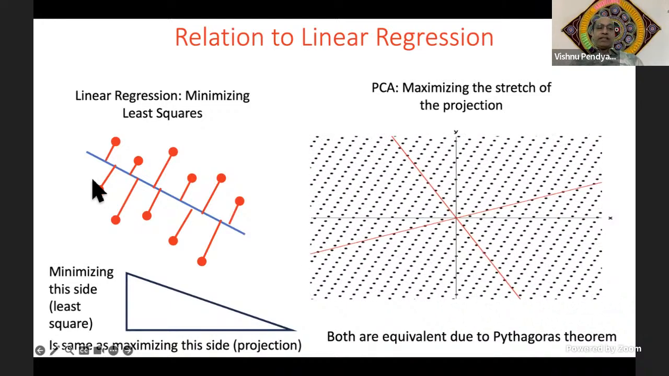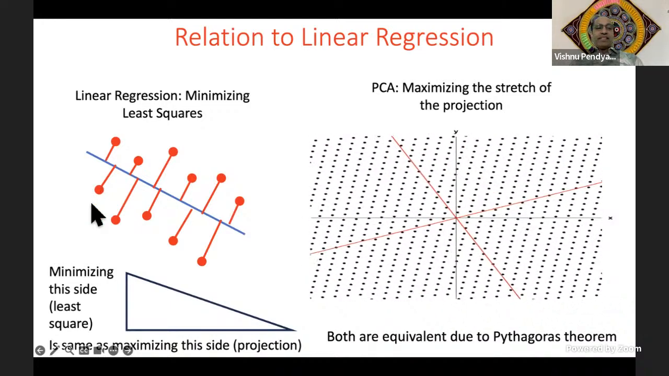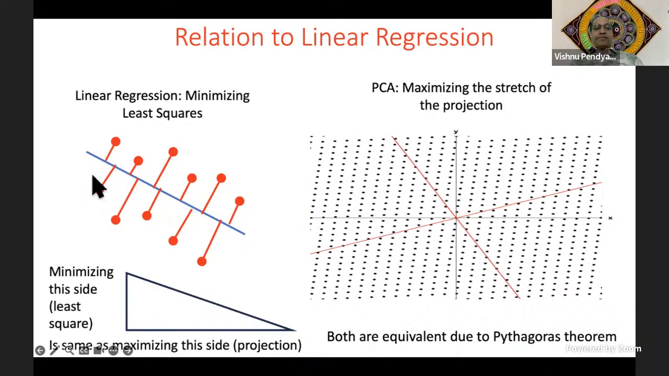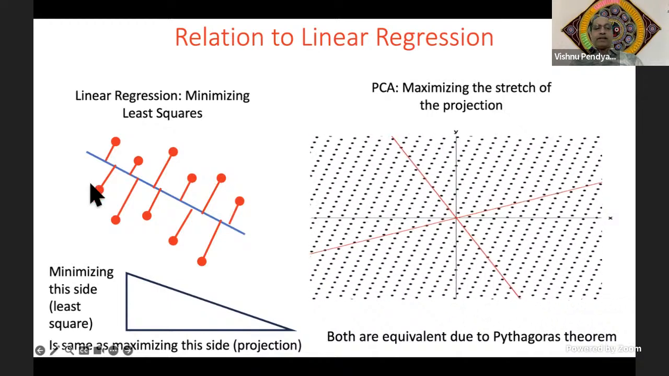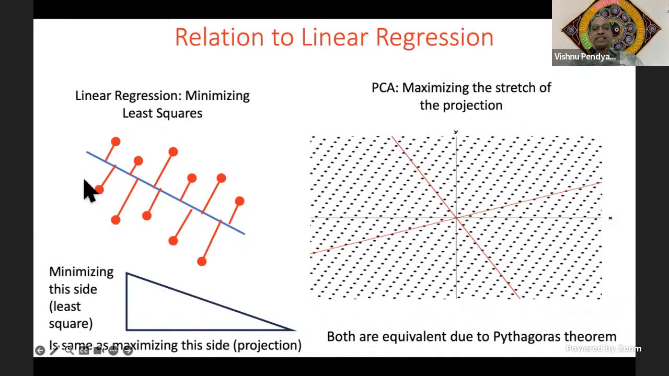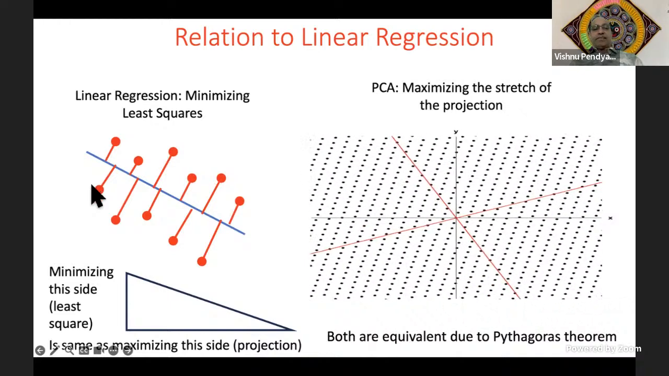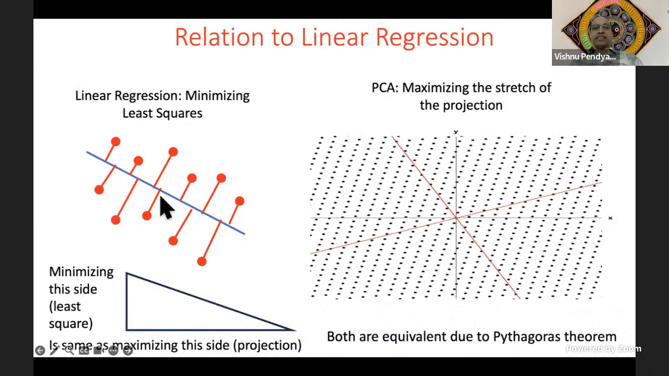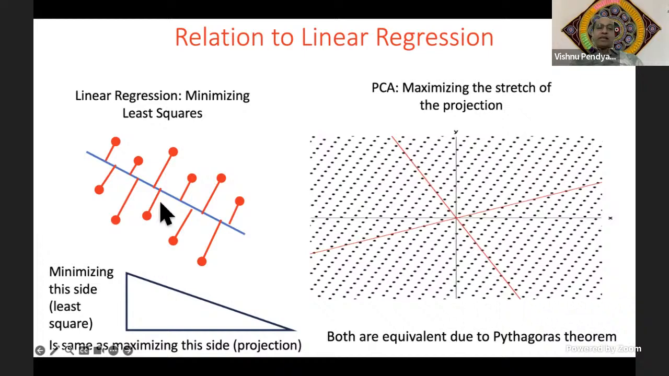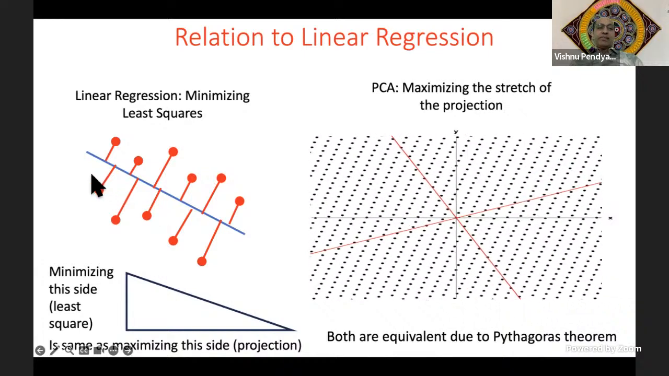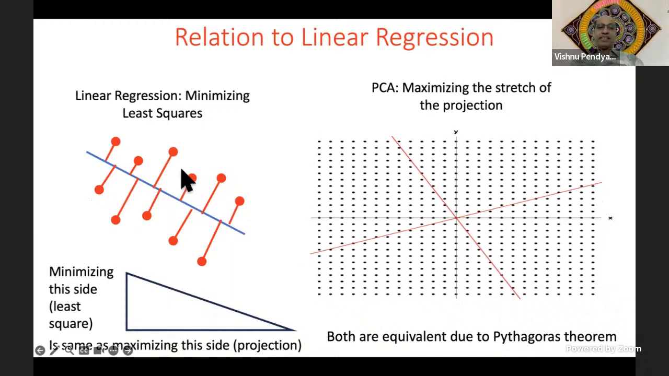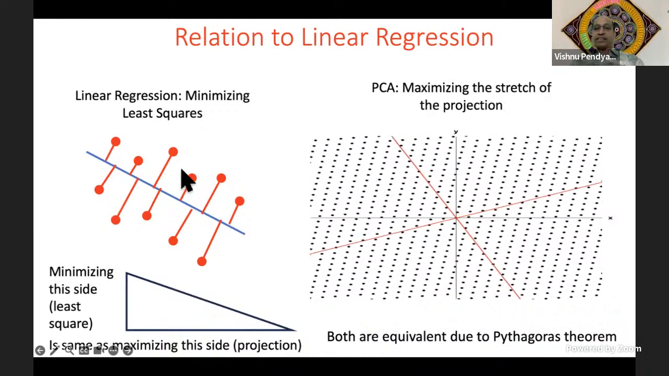And due to Pythagoras theorem, minimizing this distance is the same as maximizing this distance. You can see, you just pull the point downward, this stretches, right? So minimizing this side is the same as maximizing this side, the hypotenuse. So PCA maximizes the hypotenuse, linear regression minimizes the projection, right? So essentially both are equivalent.